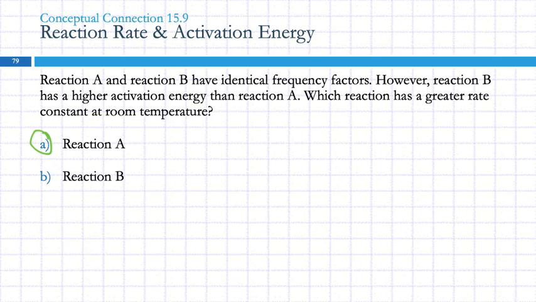So if this is at room temperature and we're looking for which one has a greater rate constant, that's the same as which one is going to be faster. The one with the big hump to get over or the one with the little hump to get over? The one with the little hump, right? So it's going to be A. Any questions?